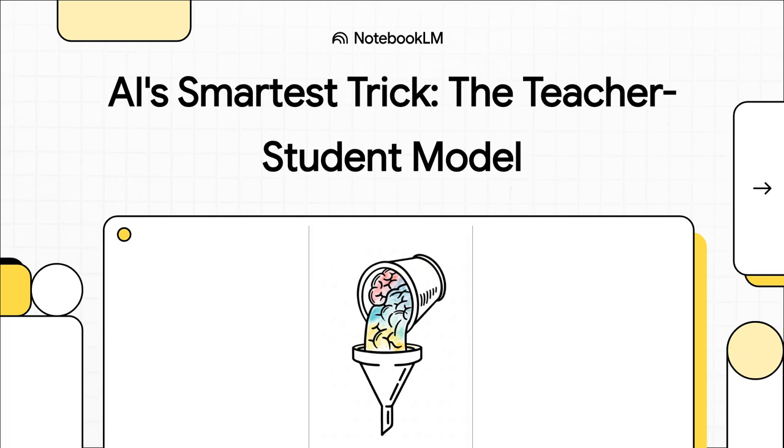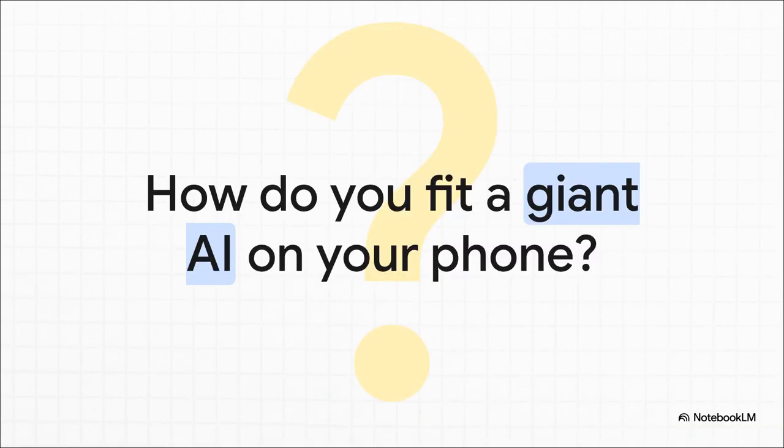Okay, so you ever wonder how your phone pulls off all those crazy AI tricks without just bursting into flames? Well, today we're going to pull back the curtain on one of AI's smartest tricks, the teacher-student model. This is the secret sauce for how we get these massive, brainy AIs onto the tiny devices we use every single day. Seriously, let's just start there.